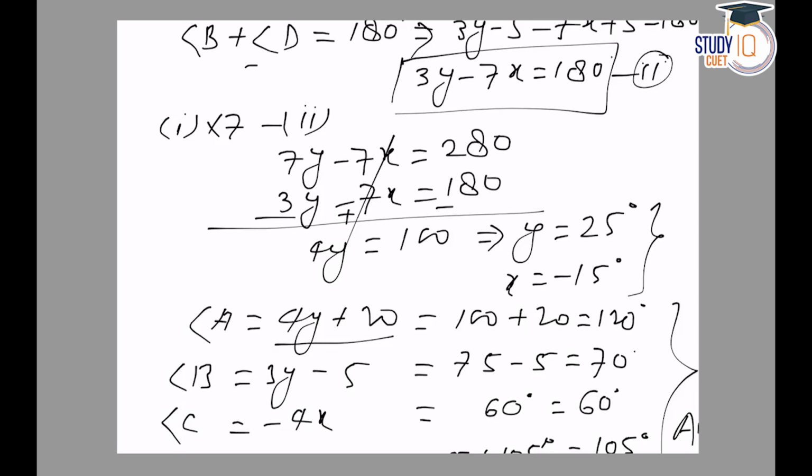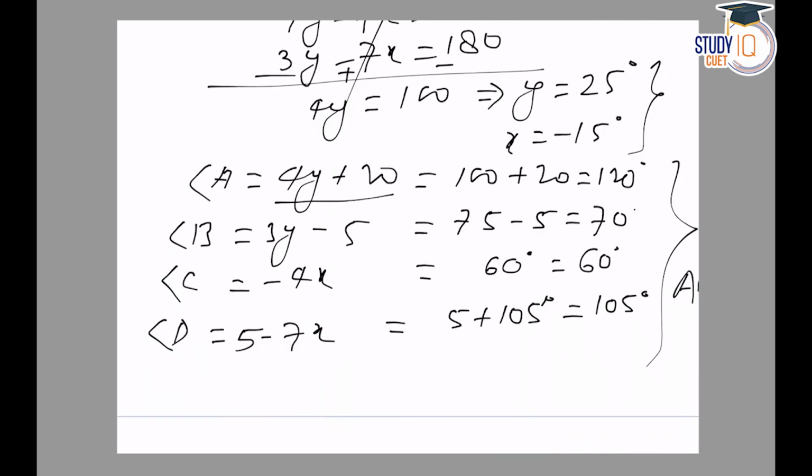And angle D is 5 minus 7x. So 5 minus minus, plus 7 into 15, 105. So angle D is 110 degrees.